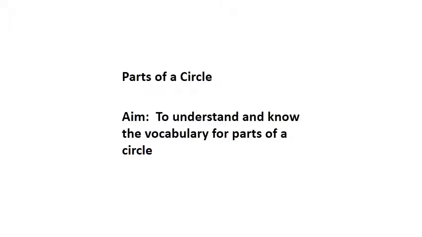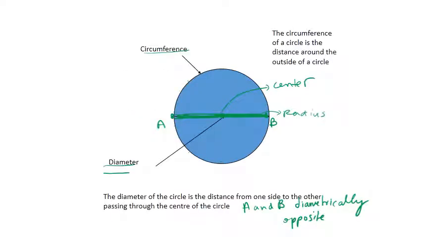In this video, I'm going to explain the parts of a circle, and we are going to understand and know the vocabulary words for parts of the circle. As you see, this is a circle. First, let us introduce the circumference, and the circumference is the group of points that form this shape. Now, this line is called the radius. We call it the radius.